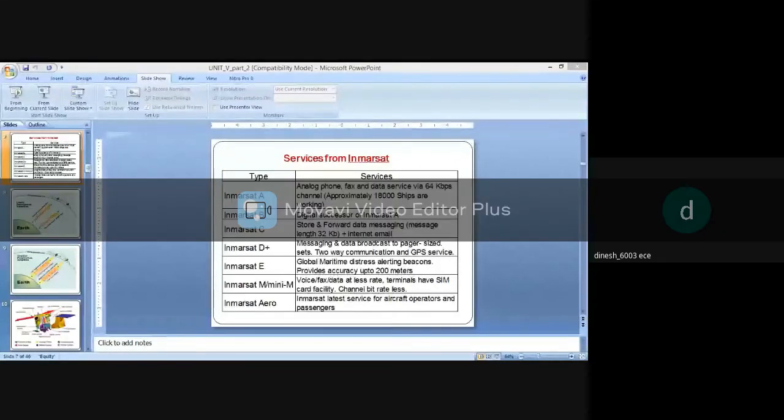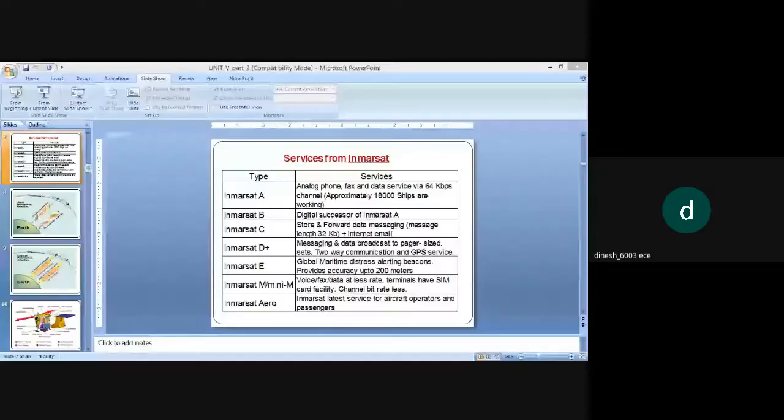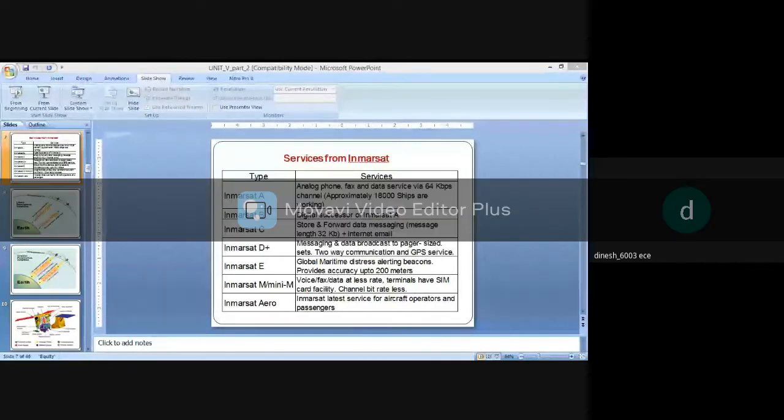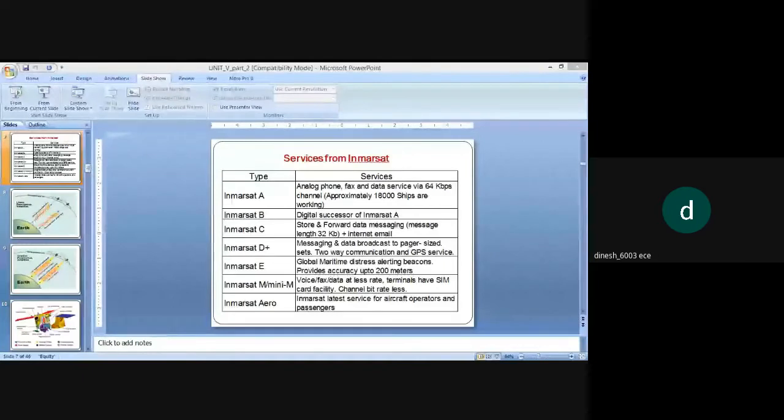Inmarsat D plus was used for data broadcasting to a pager sized device, and it was used for two-way communication and a GPS service. Inmarsat E was used for global maritime distress alerting beacons, providing an accuracy of about 200 meters. Inmarsat M or Mini M was used for voice, fax, data with a lower rate and having SIM card facilities, so the channel bitrate was lesser. Inmarsat Aero is the latest service, which is used for aircraft operators and passengers.